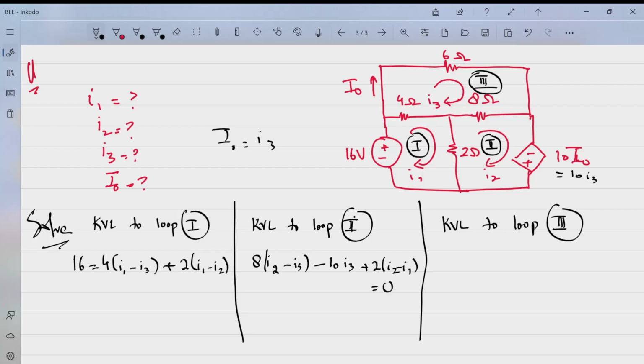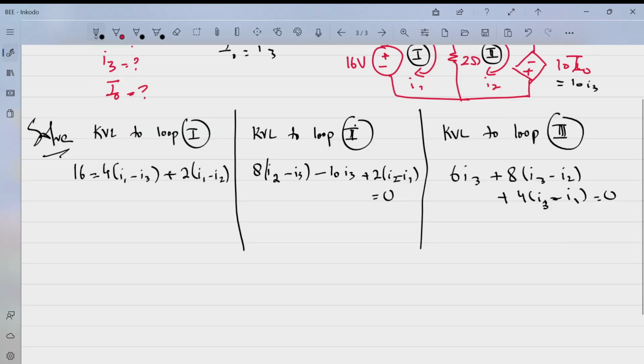तीसरी इक्वेशन, 6I3 प्लस 8I3 माइनस I2 प्लस 4I3 माइनस I1 is equal to 0. So ये आपकी तीसरी इक्वेशन हो गई. So using these three equations you can solve for I1, I2 and I3.